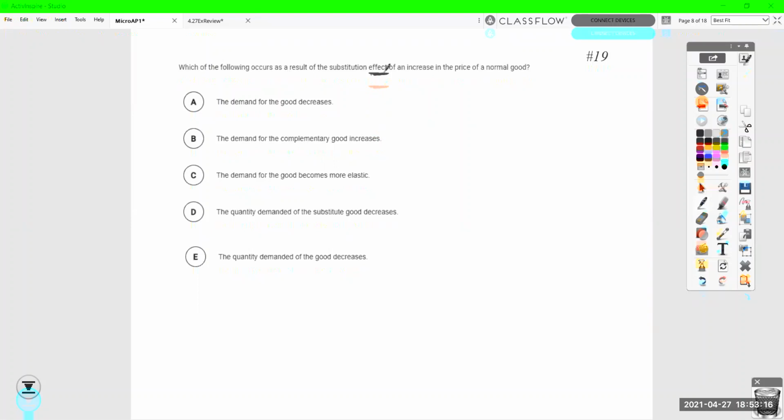Okay, the substitution effect is describing why the demand curve is downward sloping. So if there's a change in price, there's an increase in price, that's moving me along the demand curve. So whenever I see the word effect, substitution effect, income effect, I'm automatically canceling out anything that talks about demand. So I need to go to the quantity demanded. This is going to be of the actual good that we're talking about.